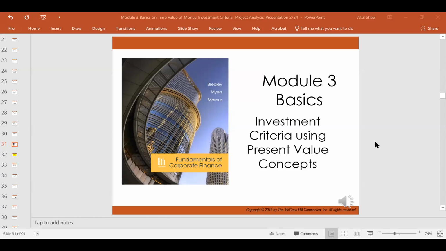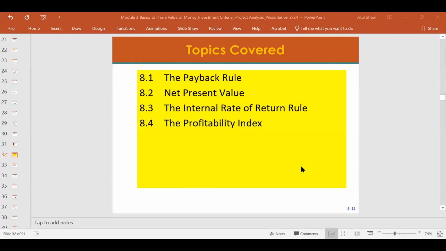Welcome back to the second part of our discussion on how to use present value, future value concepts to make investment decisions. In this part, we are going to learn about the different investment criteria, and how to use them with the present value concepts. Essentially, there are four important things here: the payback rule, the net present value rule, the internal rate of return (IRR) rule, and the profitability index.